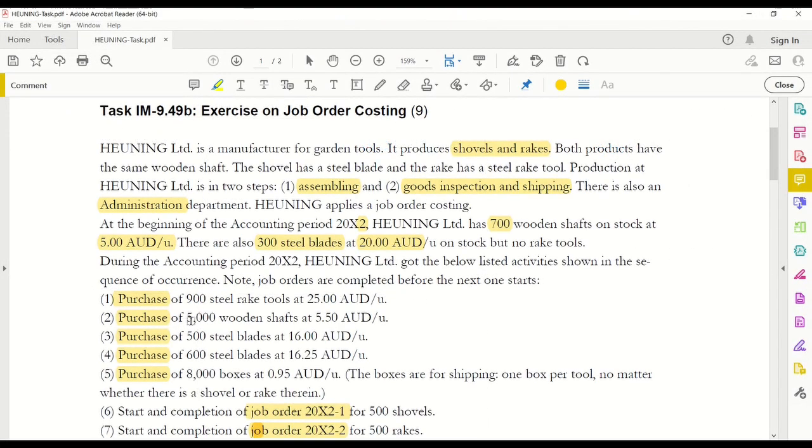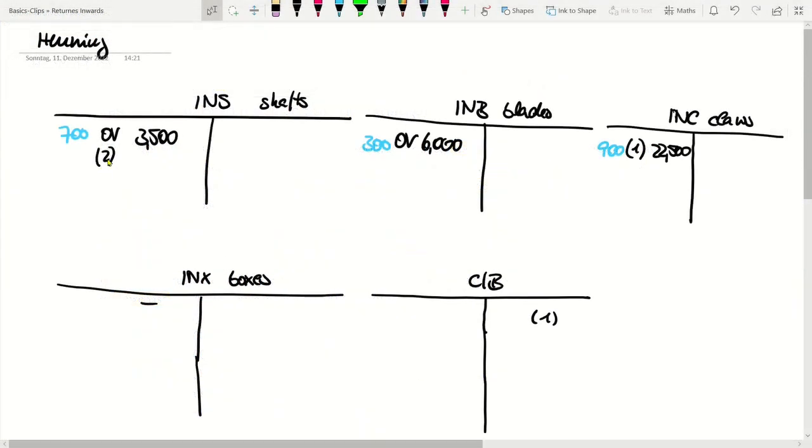Next we record the purchase of 5,000 wooden shafts at $5.50. I record the second bookkeeping entry for the shafts. It is 5,000 multiplied by $5.50. That gives me 27,500. The contra entry is in the cash bank account.